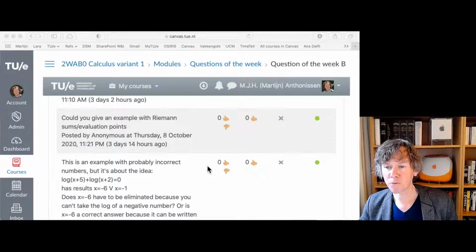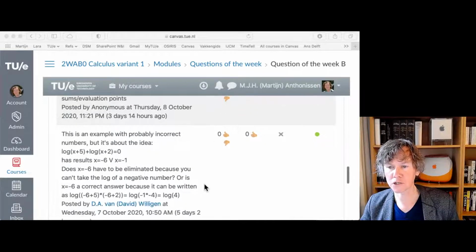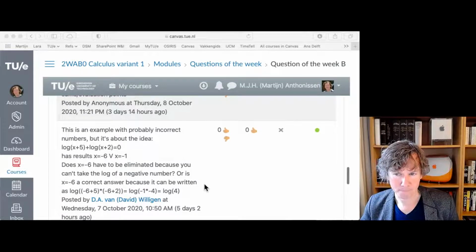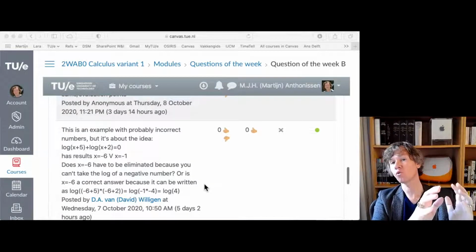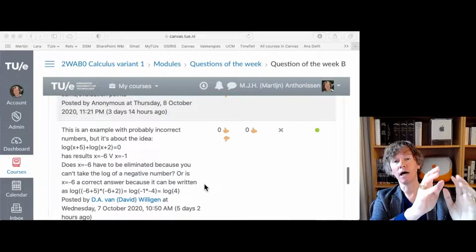This is an example with probably incorrect numbers, but it's about the idea. So we have the log of x plus 5 plus the log of x plus 2 equals 0. You're trying to solve this. And the basic question is, is x equals minus 6 a solution here? It is not.